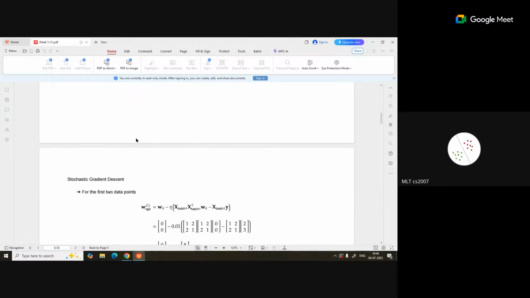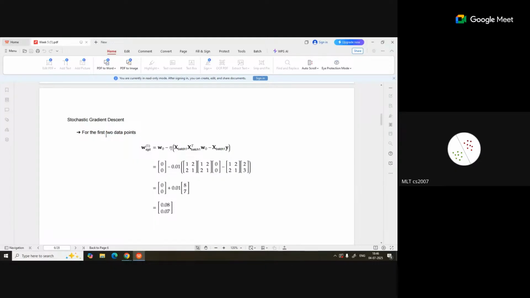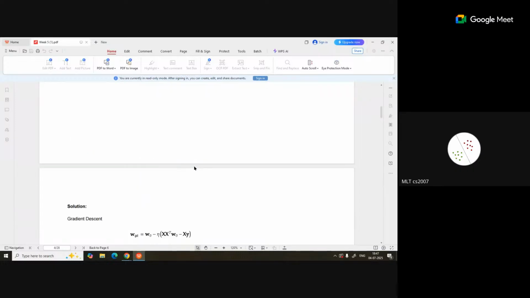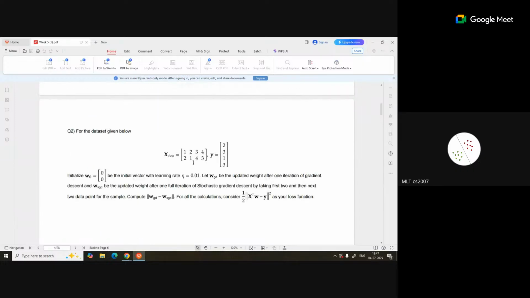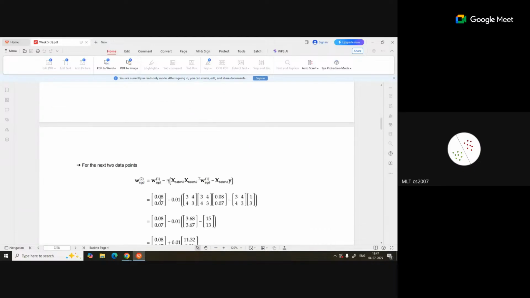After one iteration. In stochastic gradient descent, we need to use only the first two data points in the first step, right? In the first iteration of the first step, it should be this. So for batch one, we have to use only these two points, (1, 2) and (2, 1), and after using that, you can see the solution should be 0.08 and 0.07.